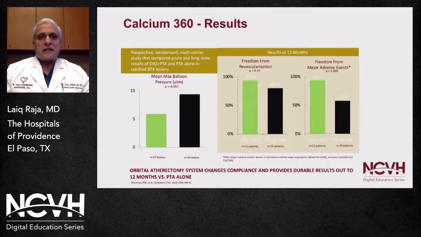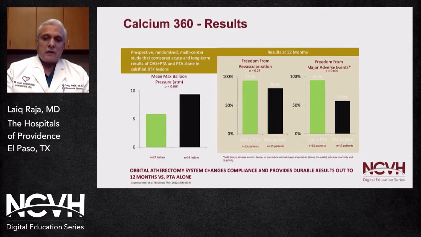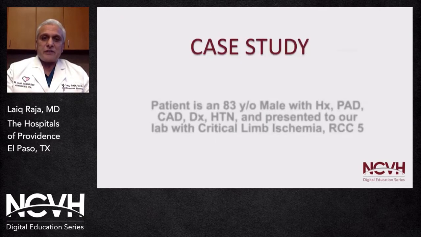This is Calcium 360, which was a below the knee study. Again, PTA with orbital atherectomy versus PTA alone. Again, we can see a statistically significant decrease in balloon pressures needed to inflate or completely dilate the balloon. And on the 12-month results for freedom from revascularization and major events, you can see in the slide, which were favorable to orbital atherectomy with PTA.